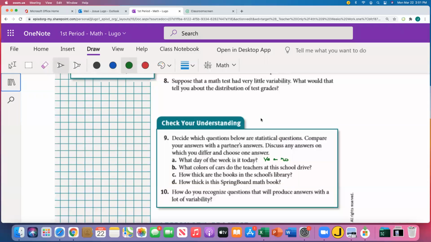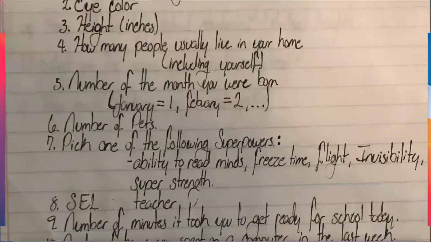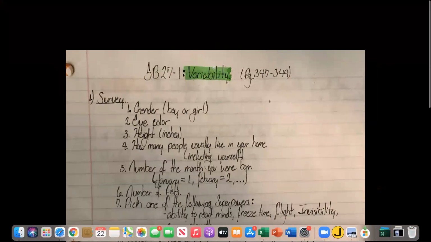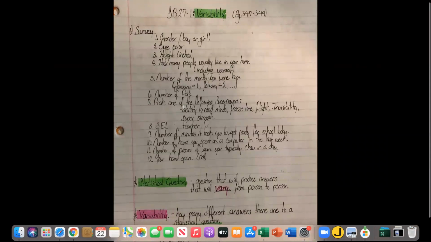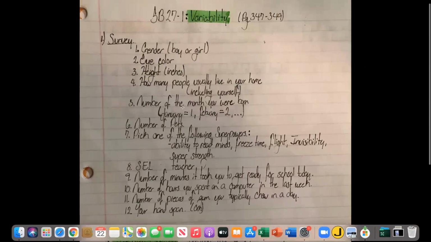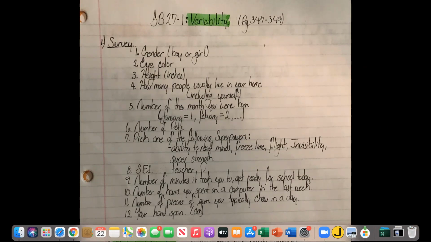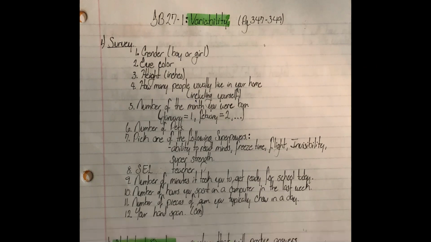Today we are going to be going over 27-1, which is a bit of an odd lesson, as you will find. And so we're going to begin today with a survey. In your notebook, besides copying down the heading, which is variability, and we'll get into that in a second, I want you to take down this survey. Don't necessarily copy the question, just answer the questions, but be noticing how you're answering each of these questions.